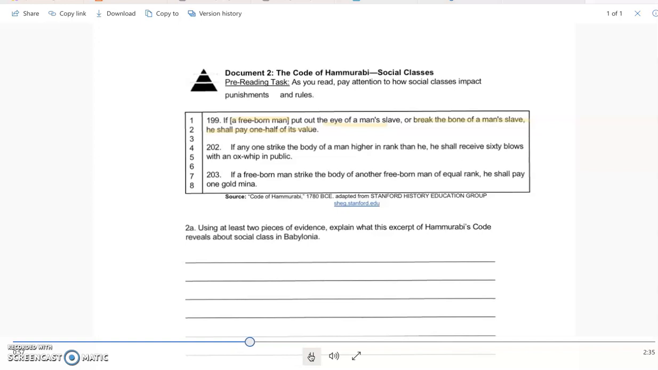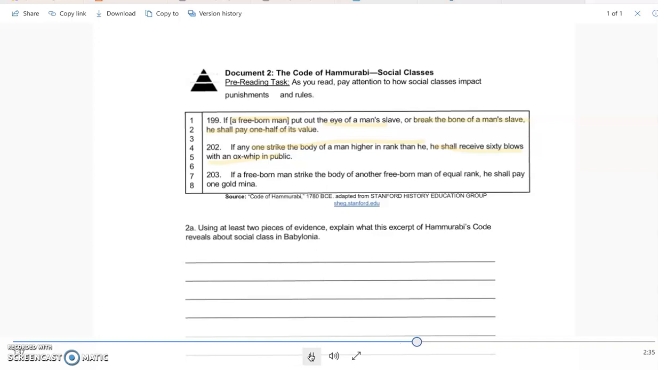Rule number 202. If anyone strike the body of a man higher in rank than he, so if anybody tries to hit somebody that's in a higher social class than he is, then he shall receive 60 blows with an ox whip in public. So what that means is if you try to hit somebody in a higher social class than you are, then you're going to receive 60 blows, so 60 hits with an ox whip in public. And they do this so that everybody sees.